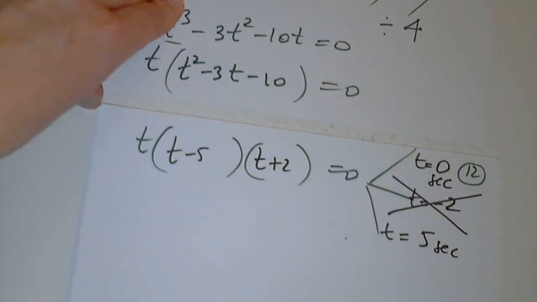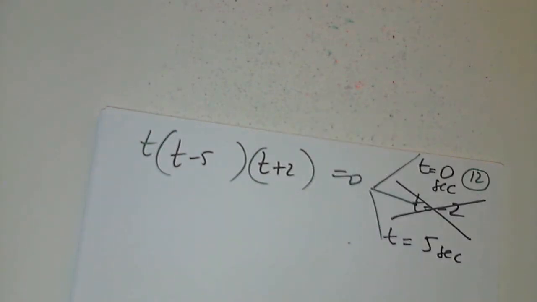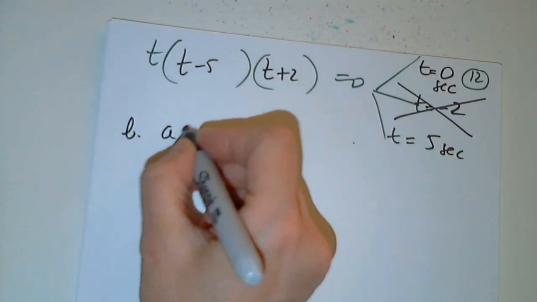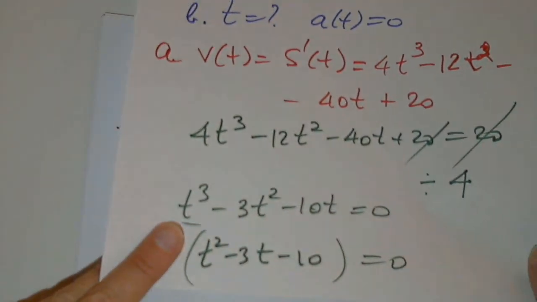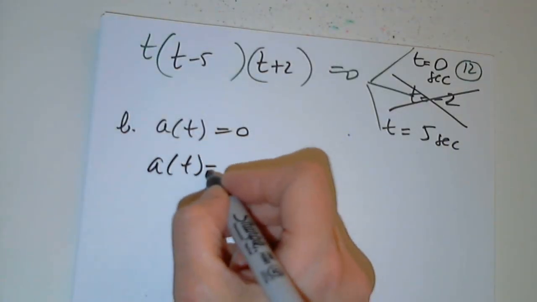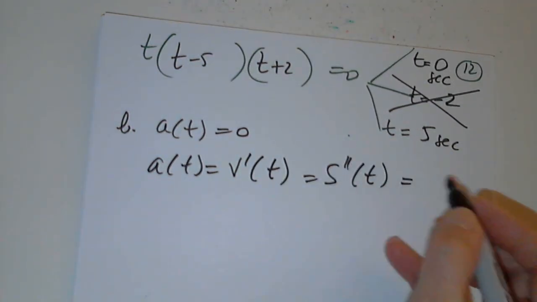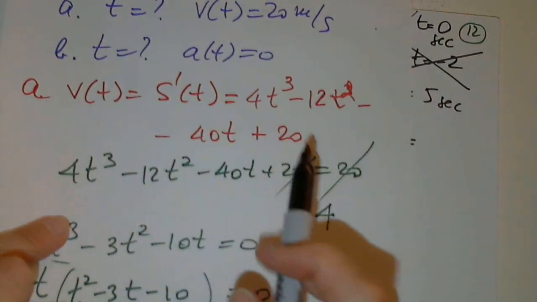Part B. We're asked to determine the time when the acceleration is 0. How do I determine the time where the acceleration is 0? Right. So in part B, I have to find the acceleration and set it equal to 0. Can anyone give us the expression for the acceleration function? It's the double prime. Yes. So the acceleration is the first derivative of the velocity or the second derivative of the distance. But since we already have the velocity, we're going to differentiate the velocity.